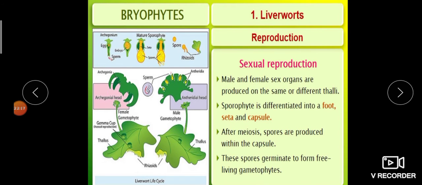Then sexual reproduction means male and female sex organs fuse to form a zygote. The zygote gives rise to an embryo, which produces the sporophyte. Inside the sporophyte, spores are produced, and these spores may be released and come into contact with a suitable substratum, which gives rise to new individual plants.